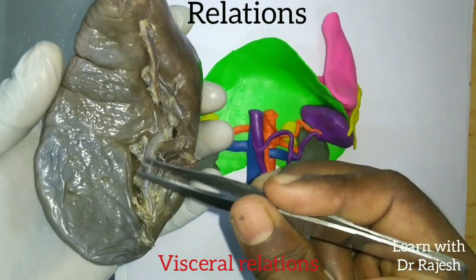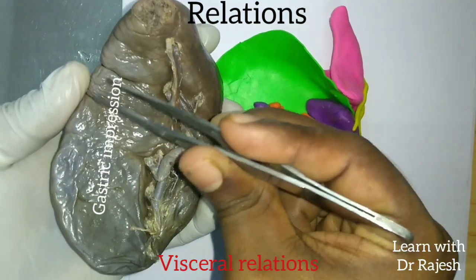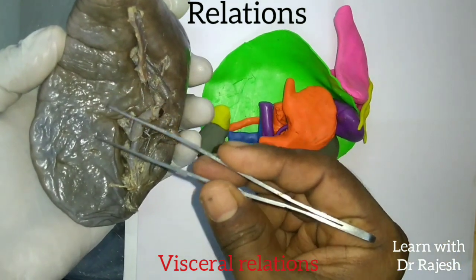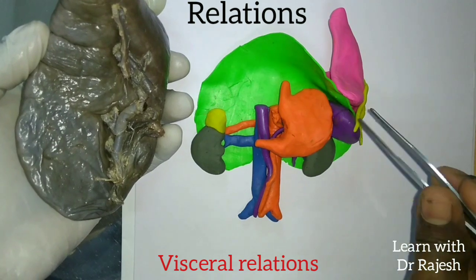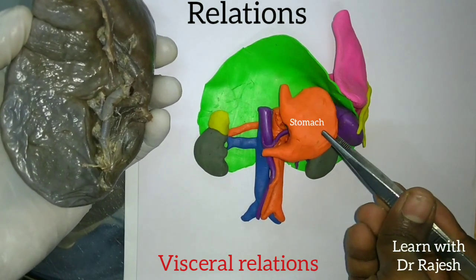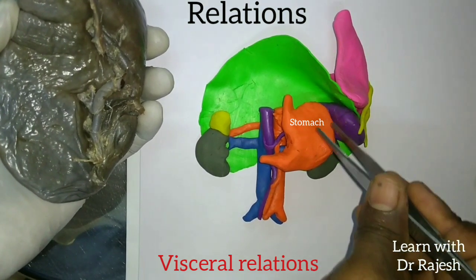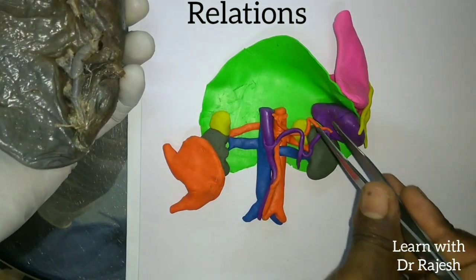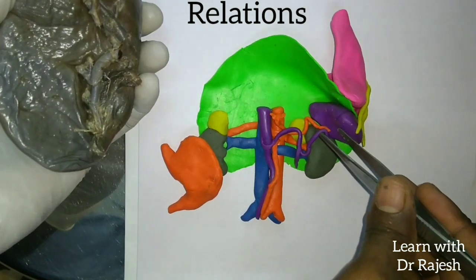These 3 areas are related to 3 important organs. The superior part of the visceral surface is mainly related to the stomach. If you see this model, this is the superior surface, which is related to the fundus of the stomach. You can see this is the stomach and this is the fundus of the stomach. This is how it is placed.